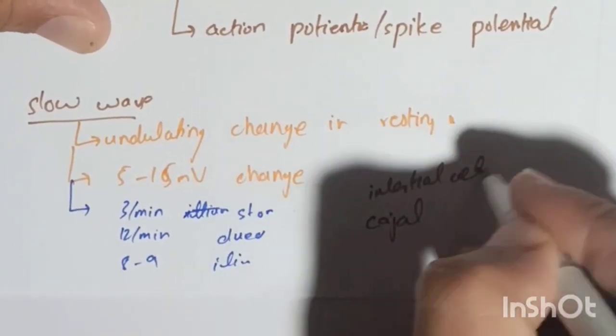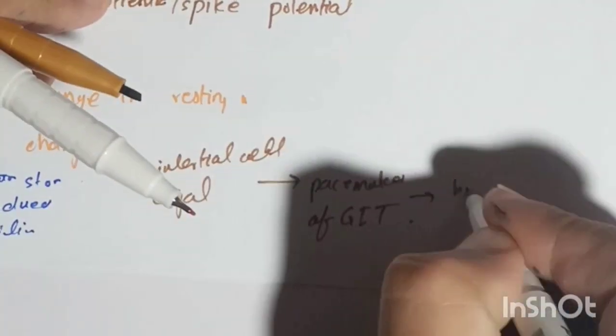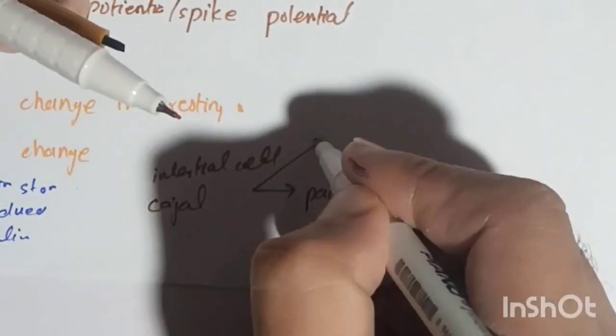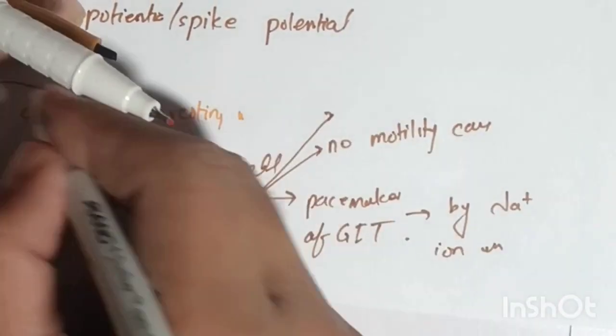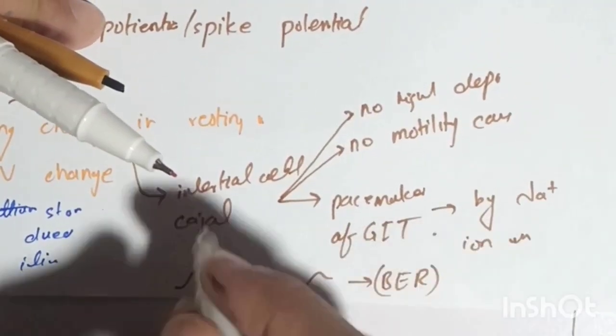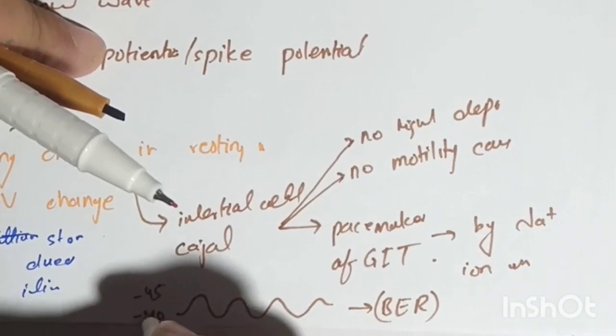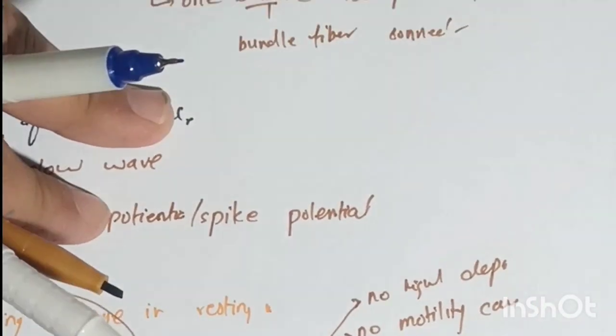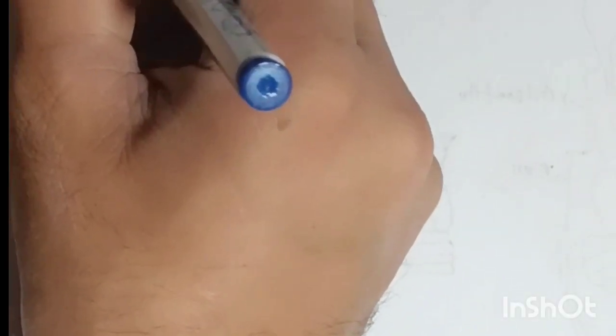Another thing is the interstitial cells of Cajal. These are the pacemaker cells. Sodium ions enter these cells, and they are continuously activated by sodium entry. They cause no motility, only the slow wave potential, with no high depolarization. This membrane potential is called the basal electrical rhythm, or basal electrical resting membrane potential. Now we will talk about the spike potential.